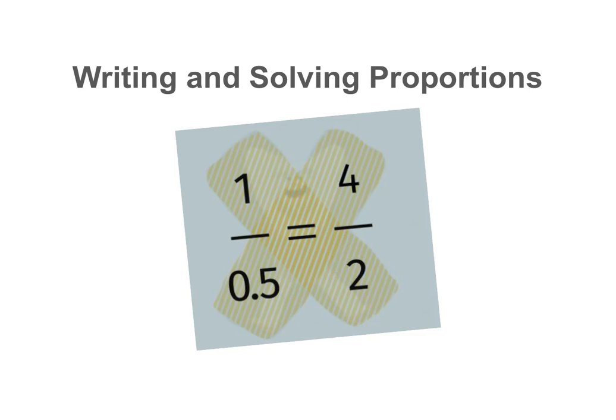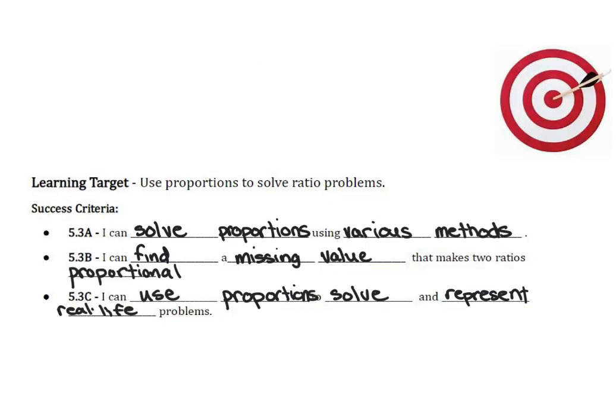Hi everyone, this video is for Chapter 5, Lesson 4, Writing and Solving Proportions. Your learning target is to be able to use proportions to solve ratio problems. And your success criteria is I can solve proportions using various methods. I can find a missing value that makes two ratios proportional. And I can use proportions to solve and represent real-life problems.